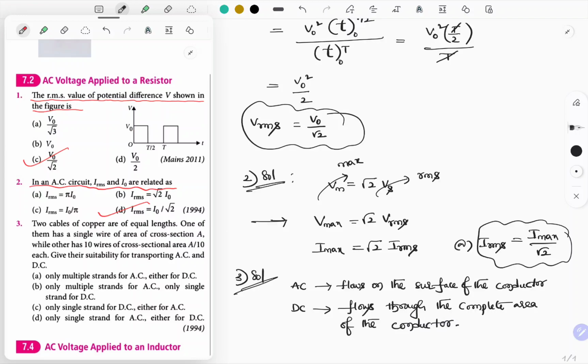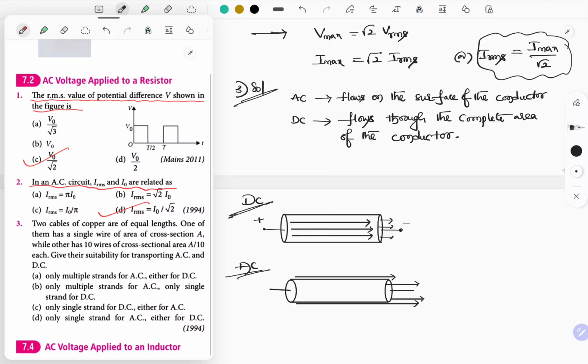Let me show you the difference. What is the difference between these 2 points? Just observe this diagram so that you can understand the difference between AC flow and DC flow. DC flows throughout the cross-sectional area of the conductor, whereas AC flows only on the outer surface. That is the reason this conductor is split into n number of small conductors, so that we can achieve maximum current. This is how it's going to be changed.